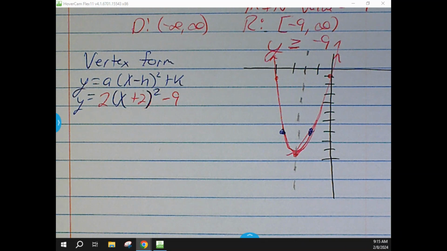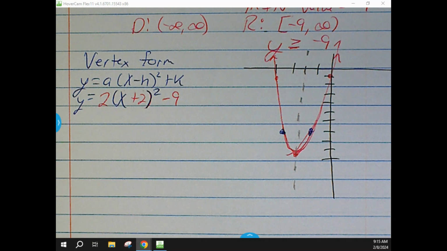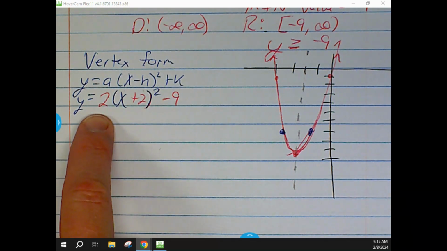Okay, so let's do this. Let's do one more. We'll do this one with a fraction so that we cannot do this shortcut like we did with the 2. So if we do one with an a value that's a fraction, we're going to have to plot some points, do something different other than just taking our shortcut and cheating a little bit. So this will be a no cheat problem.